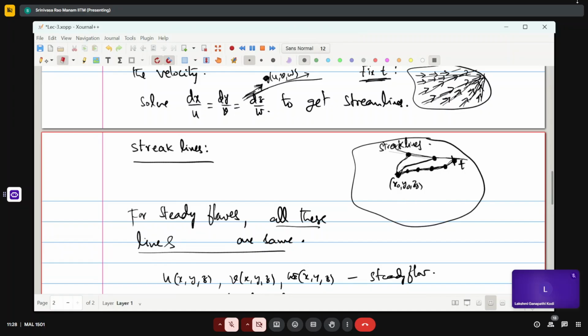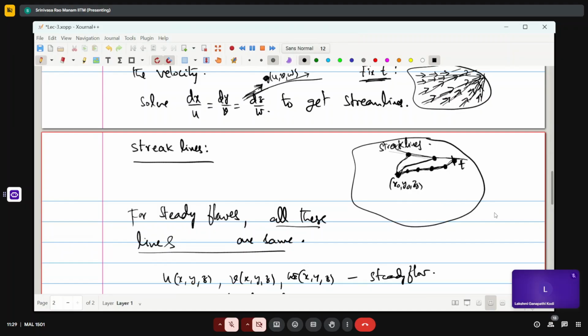Through a point, if it is a steady flow, it just follows the same path. It's like somebody is coming and behind us, it's a queue. It's a queue of points. Everyone is entering through this and they follow the same path. If you collect all those people coming in the queue and just connect them, that is your streak line.